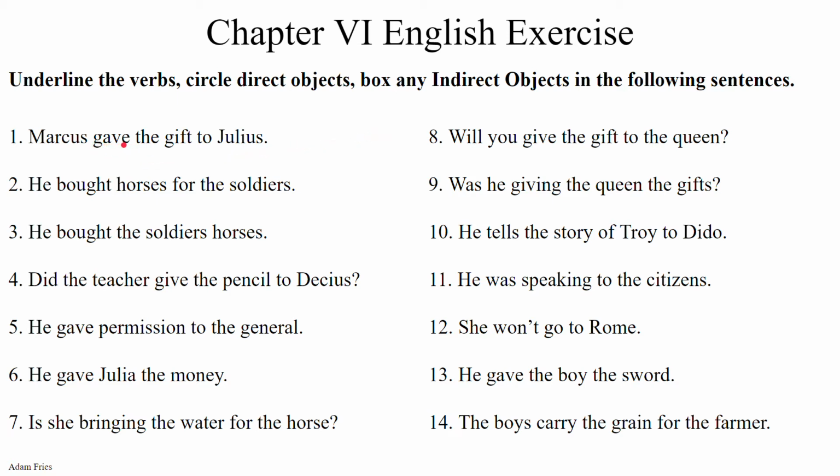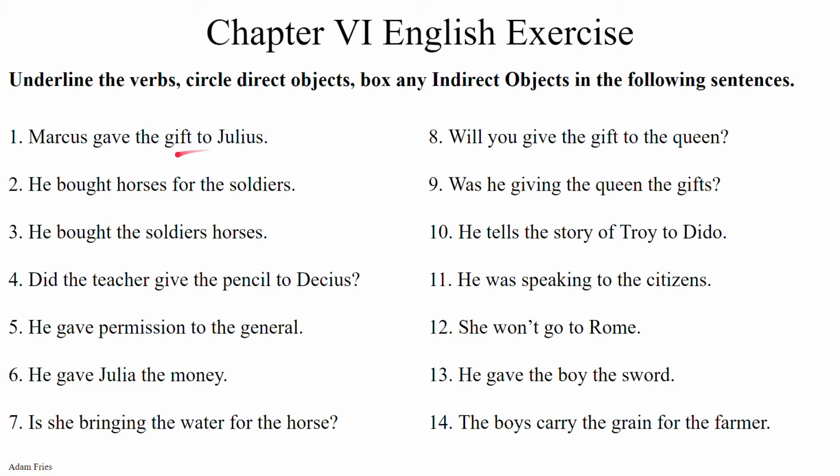We'll circle the direct object. What did Marcus give? Marcus did not give Julius, but he gave the gift. Circle the direct object, the gift, and then we're going to box the indirect object. Who gets the gift? And that's going to be Julius. So box to Julius. Remember, Latin does not have a preposition to or for to indicate the indirect object. Latin just uses the dative case.